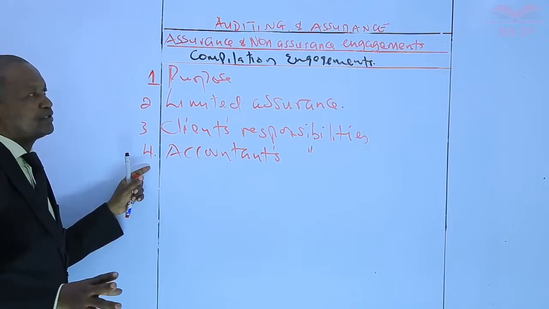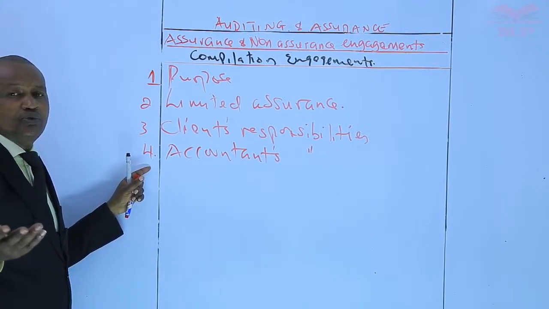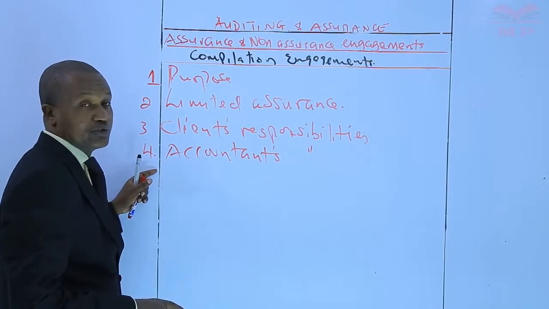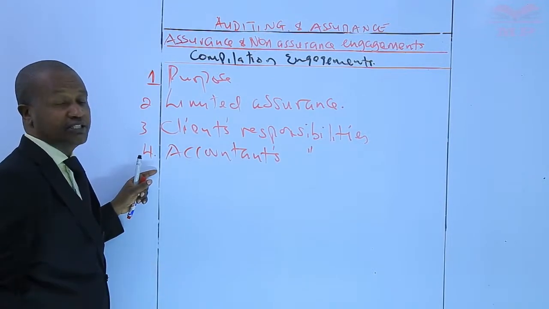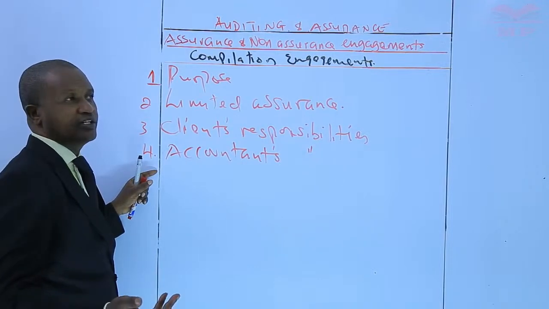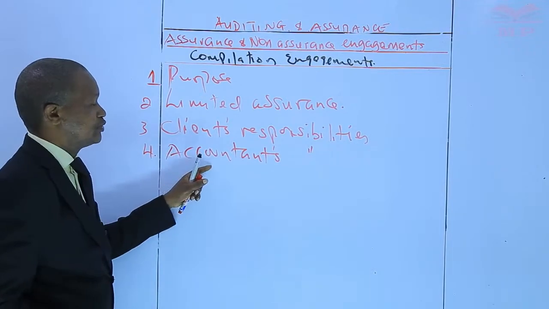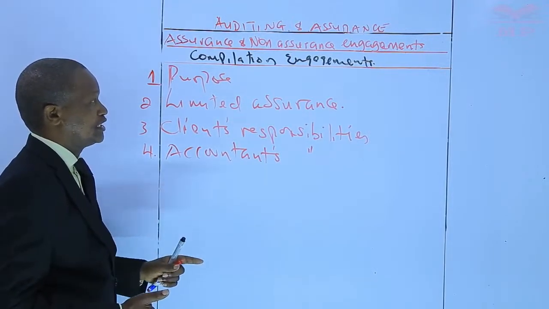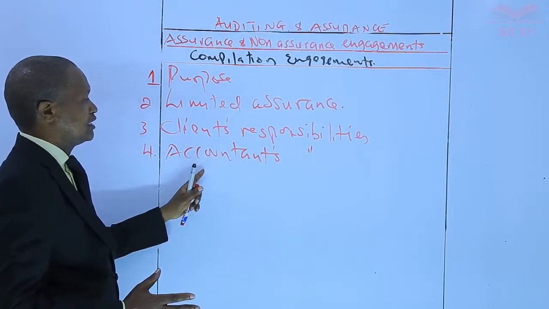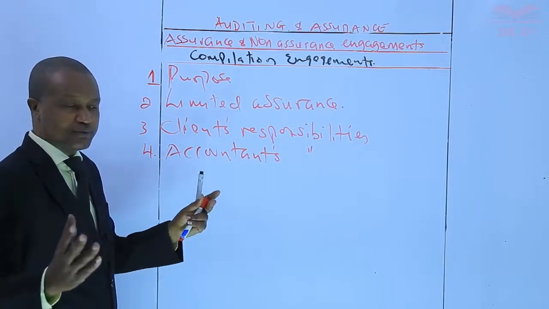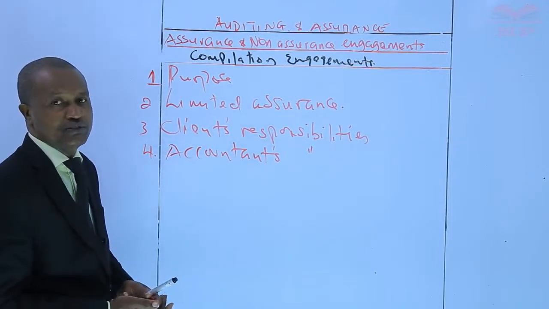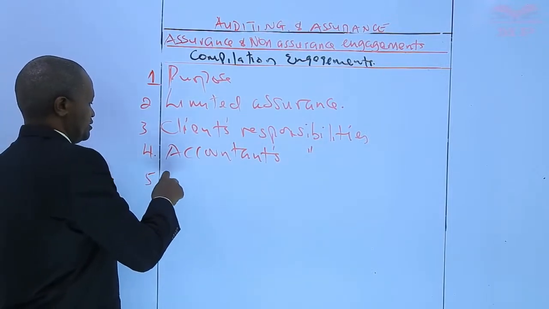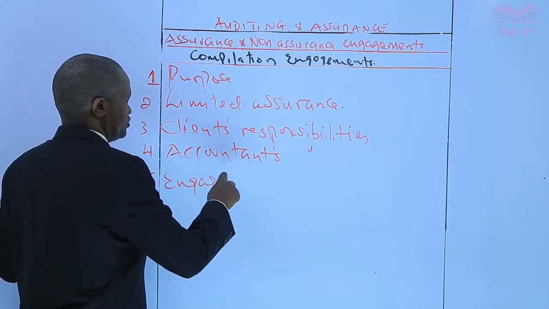Because, candidates, the purpose of preparing financial records is so that the records can be used by different stakeholders to make informed decisions. And the records cannot be well used by the stakeholders unless they are presented in the form of statements. There are companies that may not have the expertise to prepare financial statements, so that's why an accountant may be hired. The company may enter into an agreement with an accountant, a compilation engagement, so that the accountant can help the organization prepare financial statements, which can then be used to make informed decisions. So that's the accountant's responsibility. Another important point to discuss here is the engagement letter.